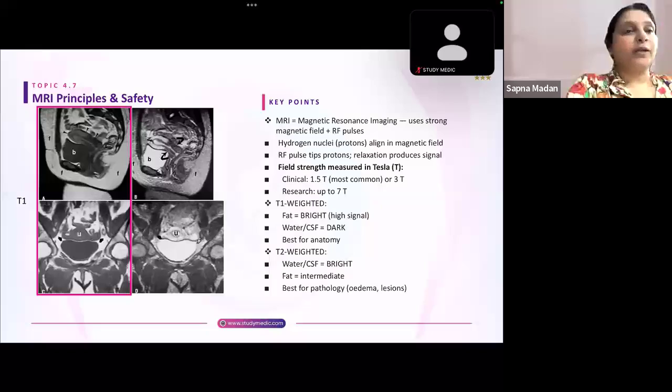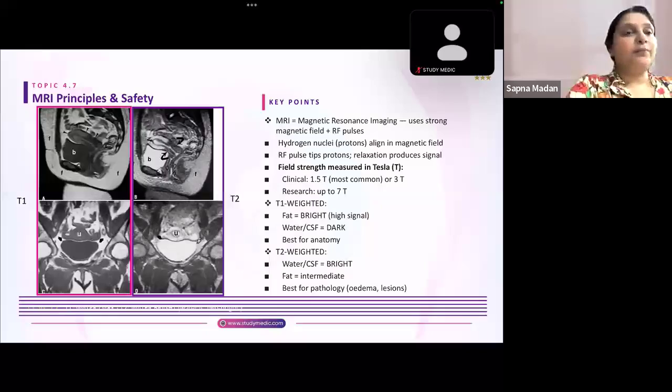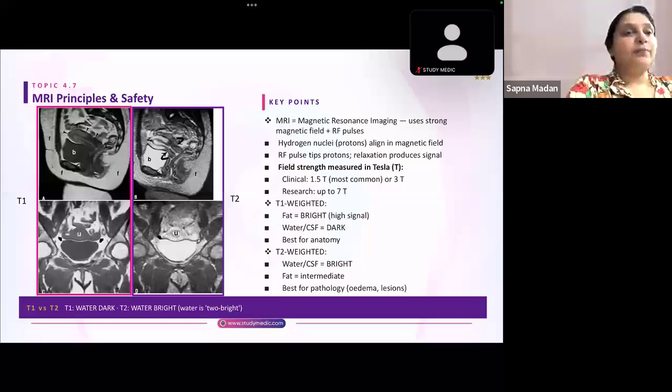Okay. So the mnemonic is water is too bright. So two is a play of words, TWO. So T2, water is bright. Okay. And in T1, the water is dark. Fat is very bright in T1, but in T2 also it is bright, but lesser amount.